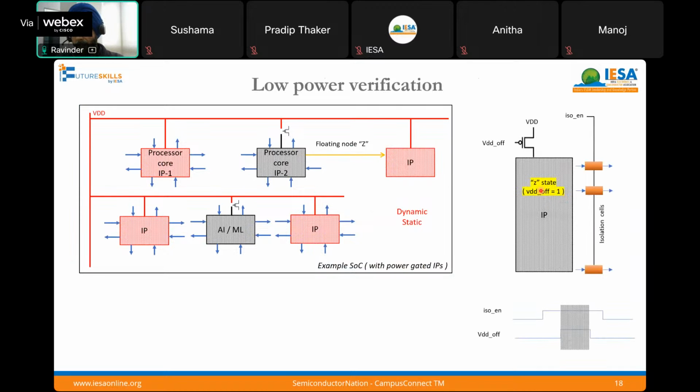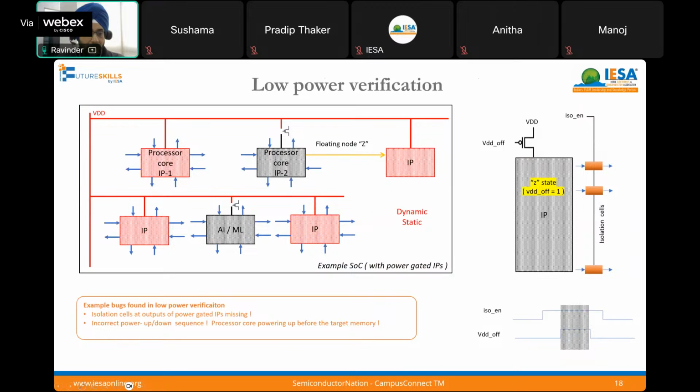The way to take care of this in design is that isolation cells are placed on all the outputs of the IPs which are power gated. And before switching off the power, you have to switch on the isolation cells. So there is a particular sequence: you switch on the isolation cells, and then you switch off the power to the IP. When you're switching on, it's the reverse: you turn on the power, then you remove the isolation. So a particular sequence has to be followed, and if that sequence is not followed, then there is a problem. And this has to be verified.